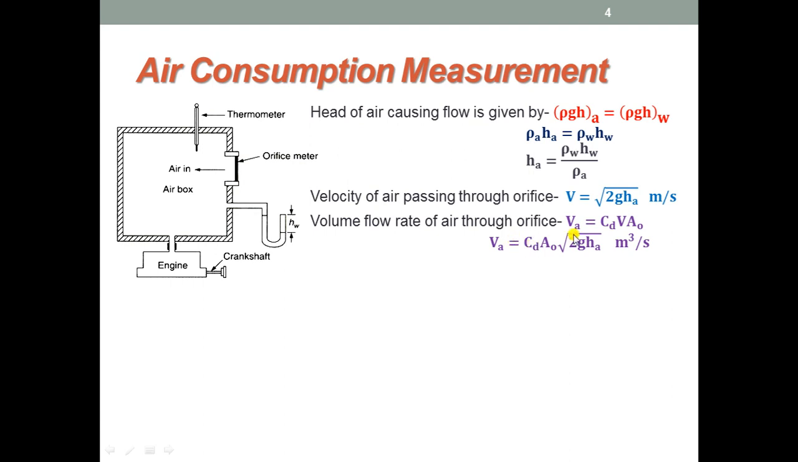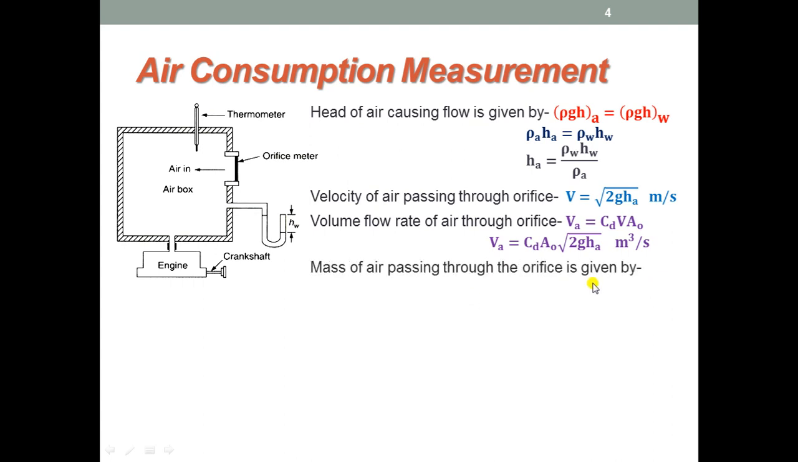Further, we can substitute for velocity of air from the expression here, that is velocity is given by root 2gha here, and volume flow rate is measured in terms of meter cube per second, and this is the expression which is used to find out the volume flow rate.